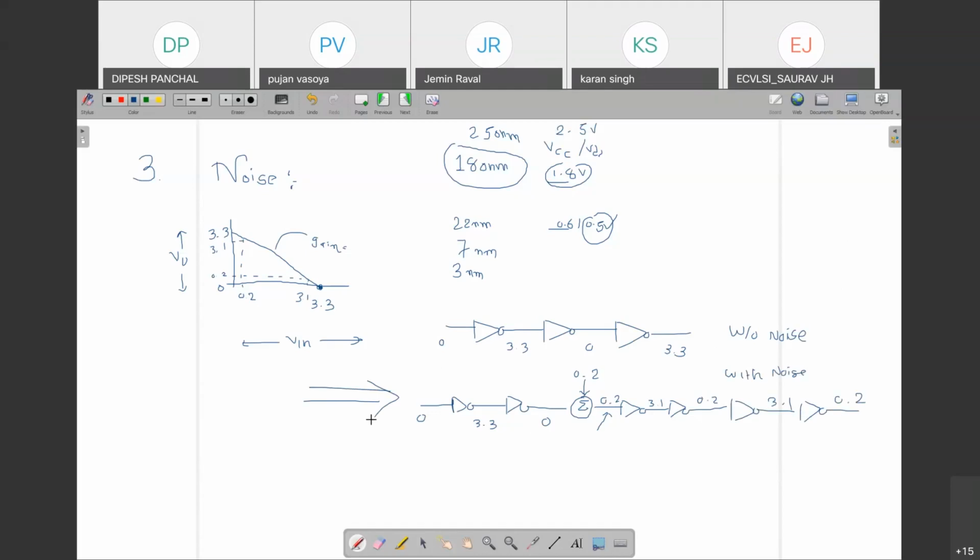What do you see here? When noise increases, the output is still 3.1, 0.2, 3.1, 0.2. If the input increases from 0 to 0.2, the output goes from 3.3 to 3.1. In the first case, without noise, it is fully pure 0, 3.3, 0, 3.3. But if noise is added, what is your observation? Can anyone give any other answer?